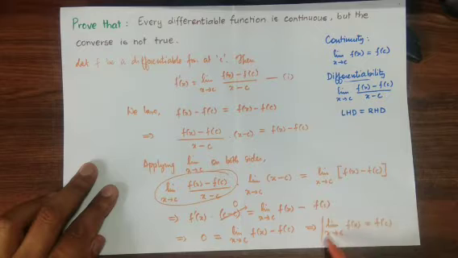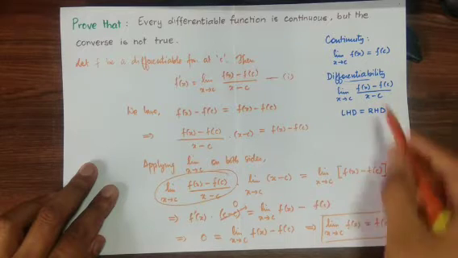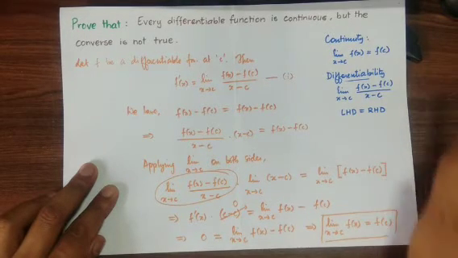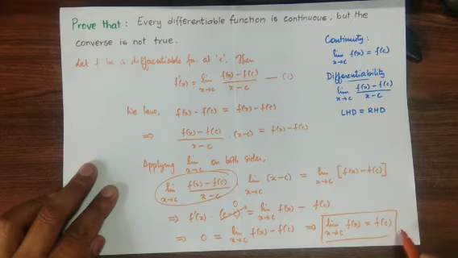Now what is the meaning of this? This means that the function is continuous at c. So pause the video to note down.